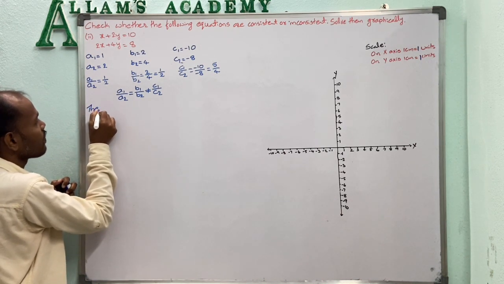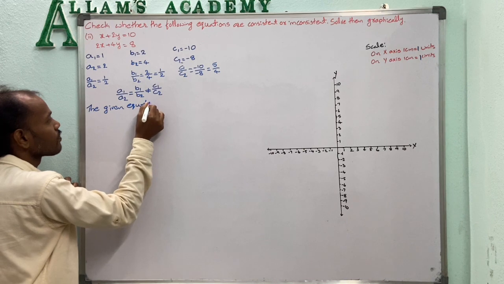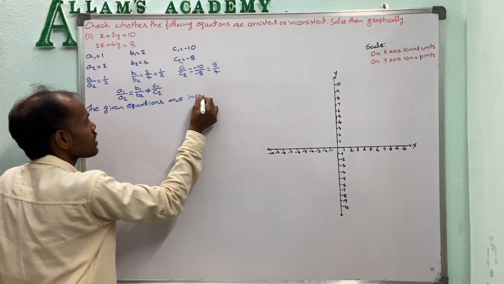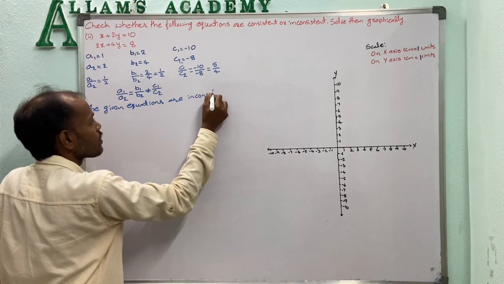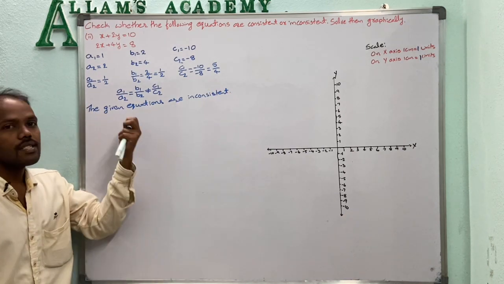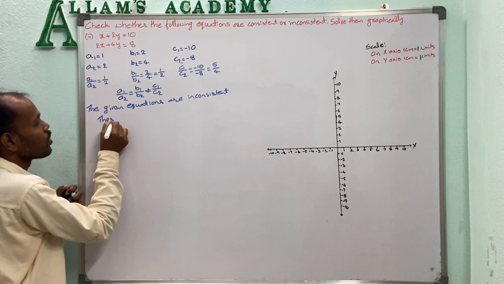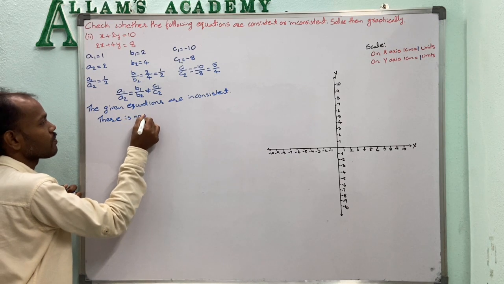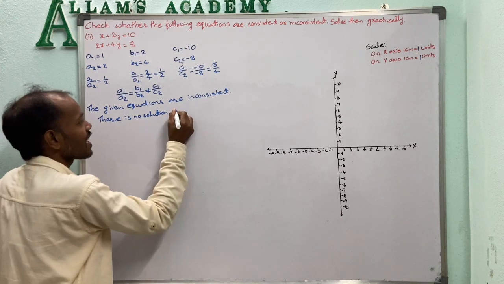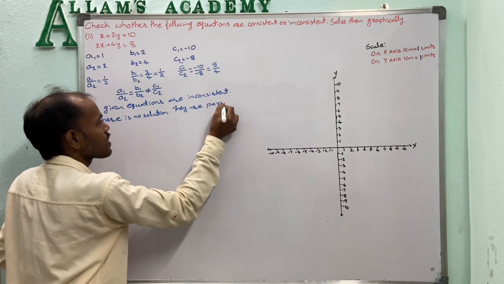The given equations are inconsistent. Inconsistent means there is no solution. So there is no solution. That means they are parallel lines.